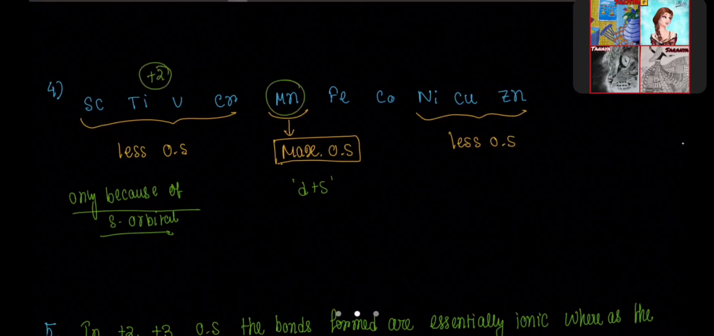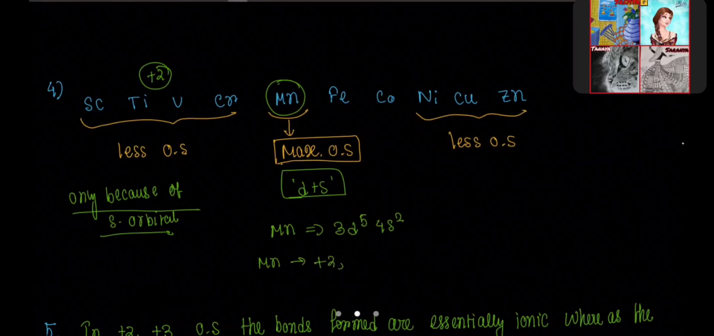+2 oxidation state. Manganese shows a lot of variety of oxidation states because of d and s, both of them being there. So for manganese, it's 3d5 4s2. So there are a lot of oxidation states you can see. If the 4s electrons go out, then you would get +2 oxidation state. If the 4s electrons along with one 3d electron go out, then we get +3, and similarly +4, +5, +6, +7.